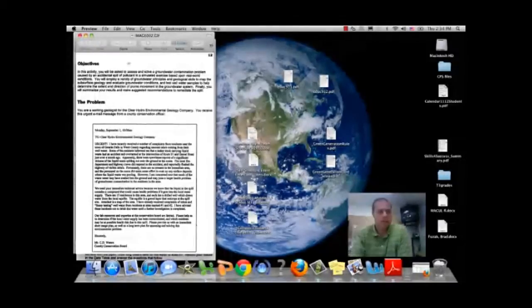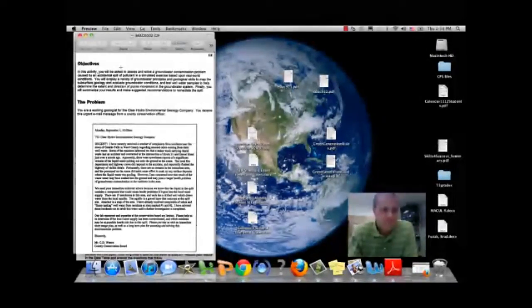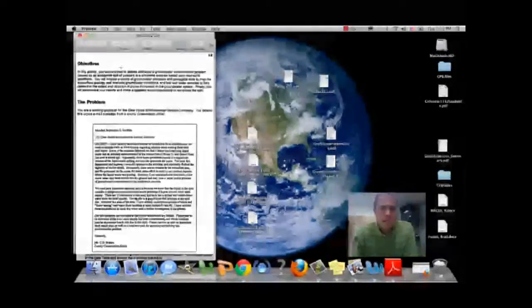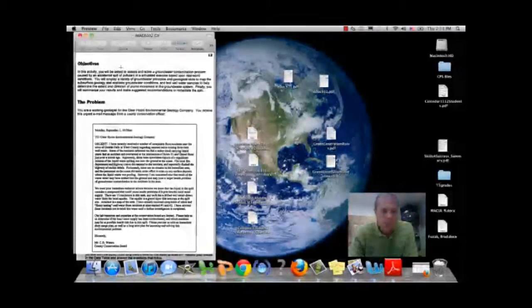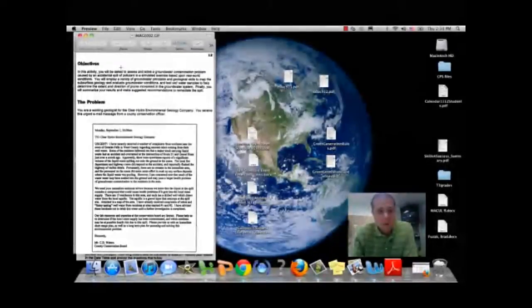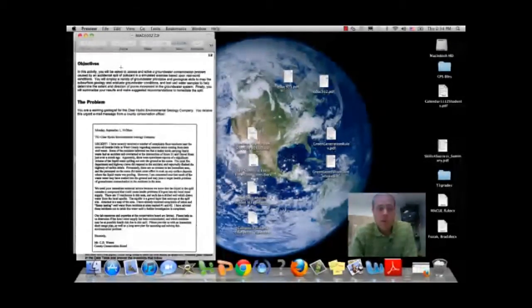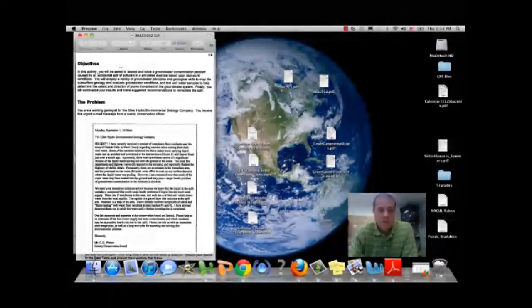But first off, looking at our document here, it says the objectives. In this activity, you're going to be asked to assess and solve a groundwater contamination problem caused by an accidental spill of a pollutant in a simulated exercise based upon real-world conditions. You'll employ a variety of groundwater principles and geological skills to map the subsurface or below-ground geology and evaluate groundwater conditions, and test well water samples to help determine the extent and direction of plume movement in the groundwater system. Finally, you'll summarize the results and make suggested recommendations to remediate the spill.